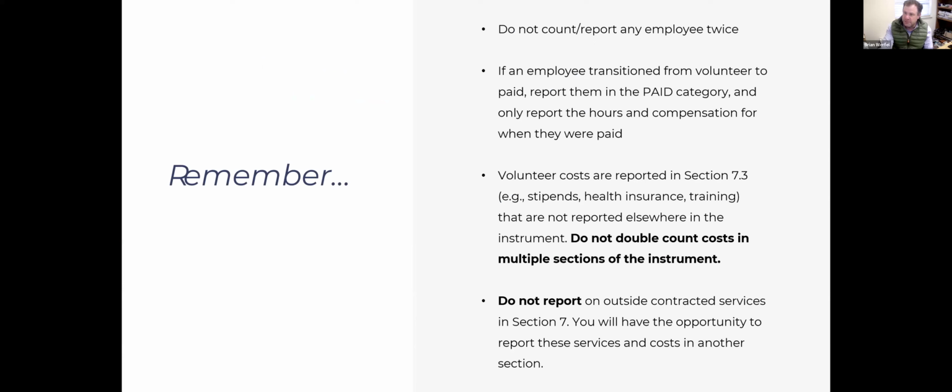Again, we're not going to count employees twice. So if a volunteer ends up becoming a paid employee, then you would include them in your paid employee count, and you would report the hours and the compensation that they were actually paid. And then you would remove them from the volunteer category. And then we discussed not counting anything that would fall on the line of stipend to volunteers. And big reminder, don't report any independent contractors or contracted services here.